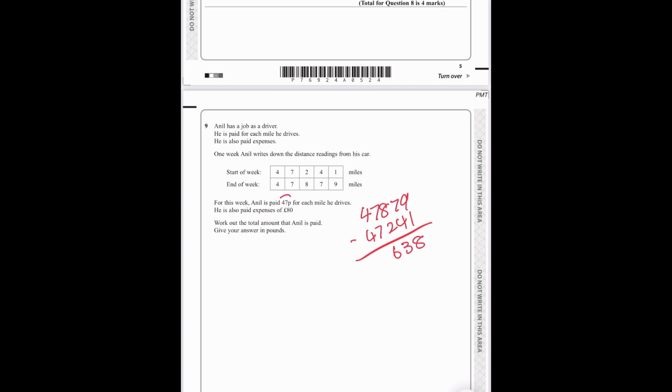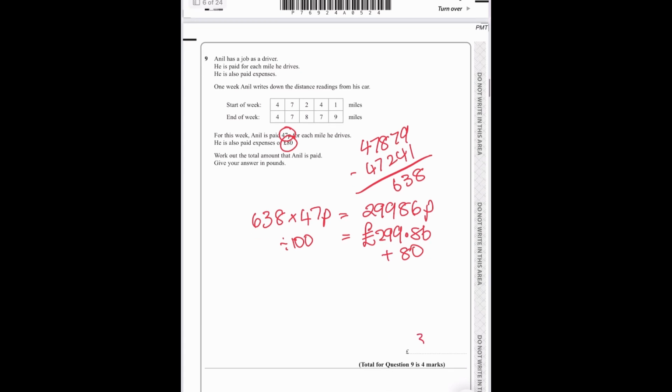We know he's paid 47p for each mile, so 638 times 47 pence gives me 29,986 pence. If I divide that by 100 to get it into pounds, I have £299.86. Now don't forget he's also paid expenses of £80. So if we add on that £80, we get the answer 379.86.